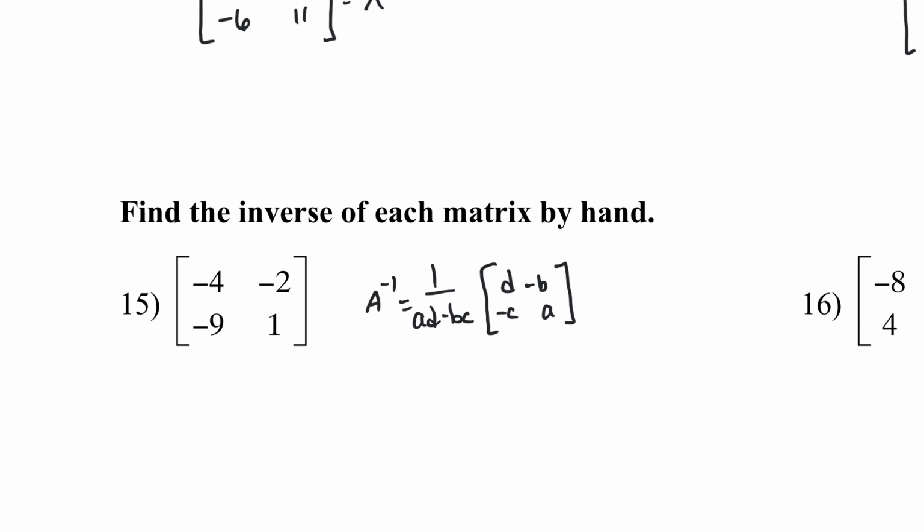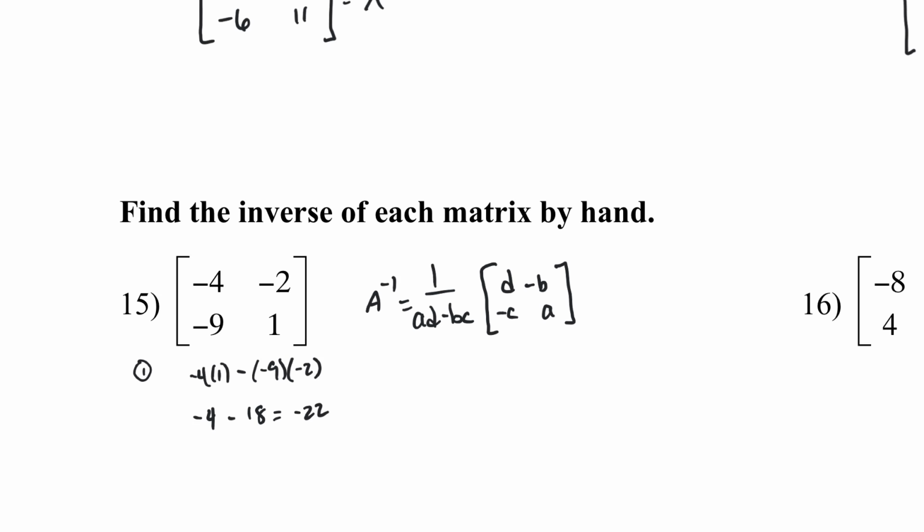So let's find the determinant first. That's the first thing I'm going to look for. -4 times 1 minus -9 times -2. So we're going to get -4 minus 18 to get -22.